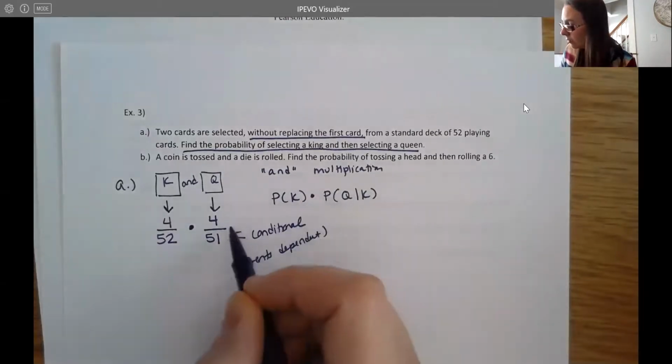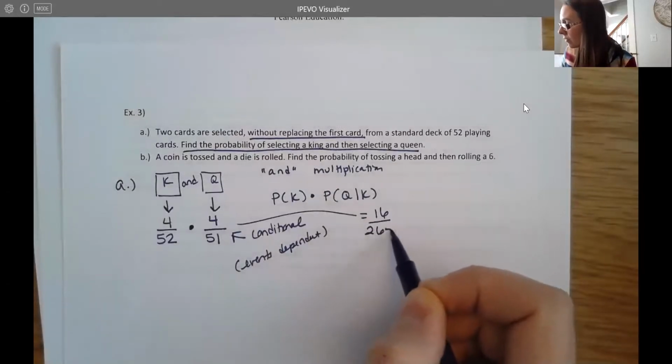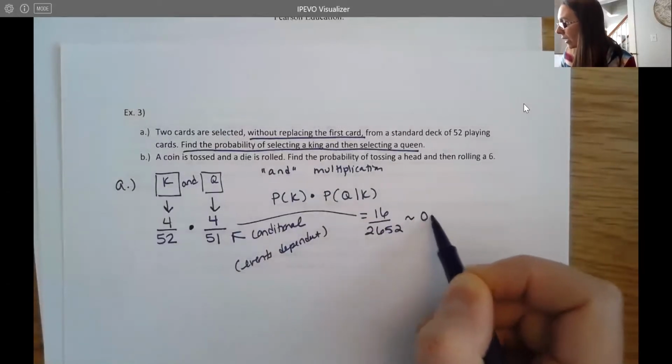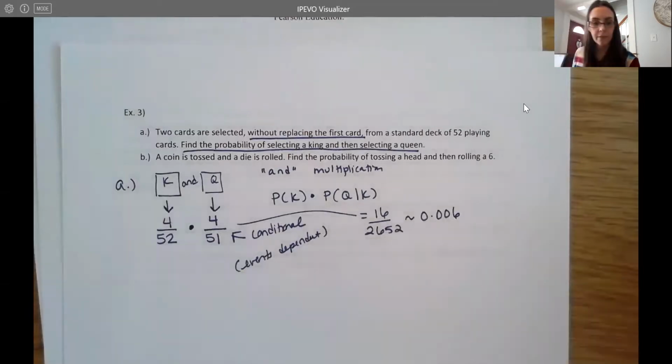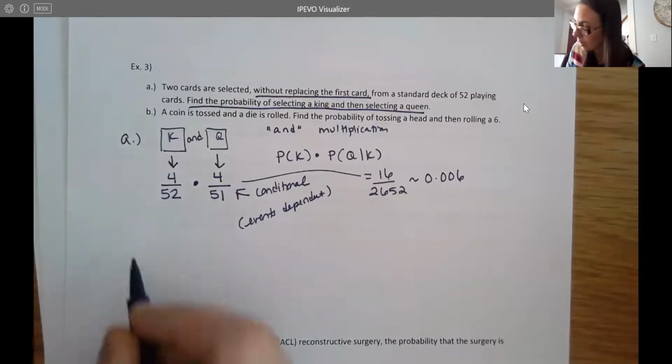So what we get here is 16 out of 2,652, or about 0.006. All right, let's do the second one.